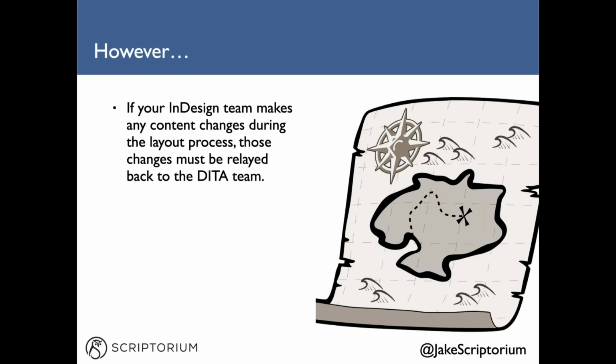You need to be sure that your InDesign team gets that content change information back to the DITA team so that your content is consistent, because you never want your final output to be more up to date than your source content, because then you need to be sure where the correct content is. Is it this output file that isn't going to be flowed back into your main content store?